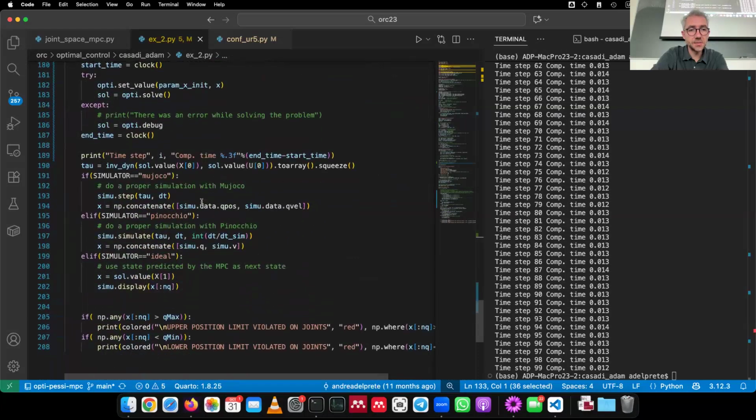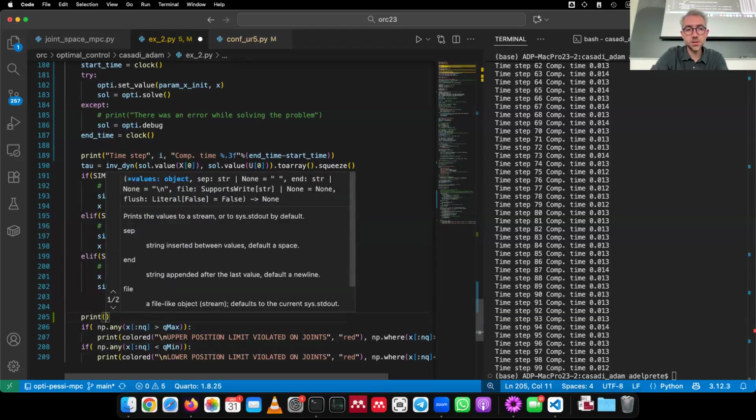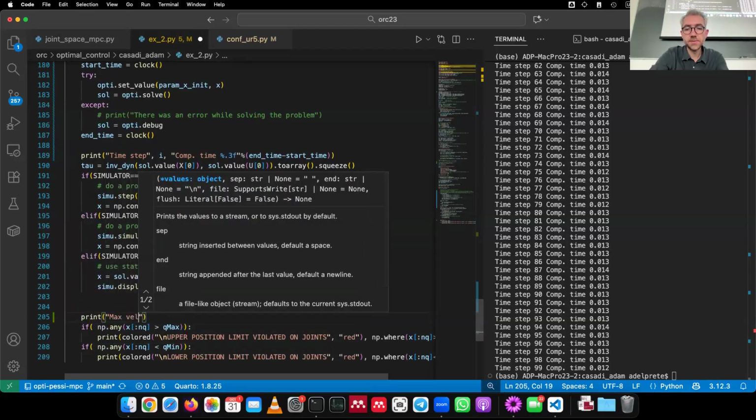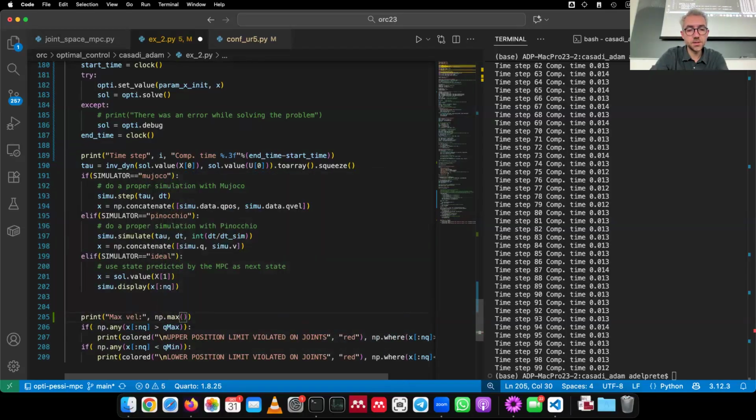So every time we simulate, what we can do is that we could say print max val, np.max of x and q. So we are printing what the maximum velocity is. Maybe I can print it directly above when I'm doing the other print.